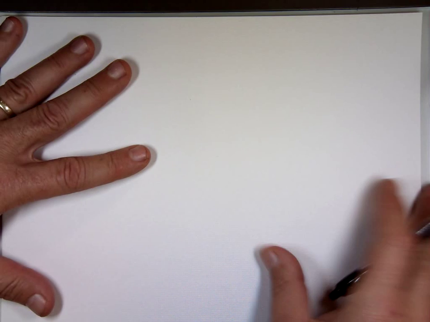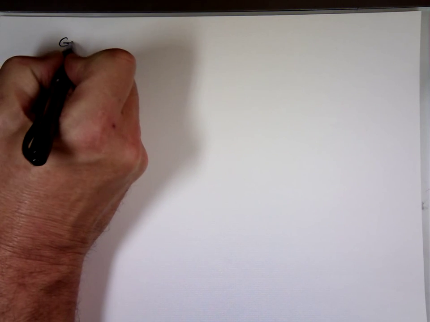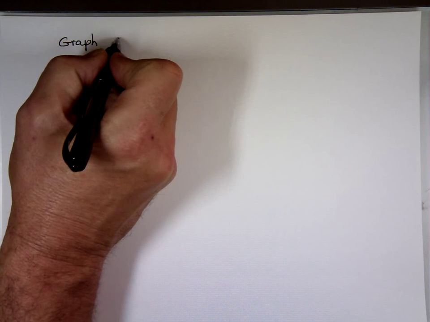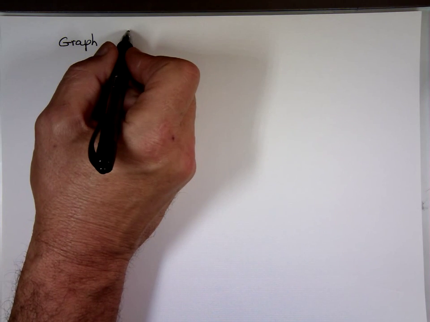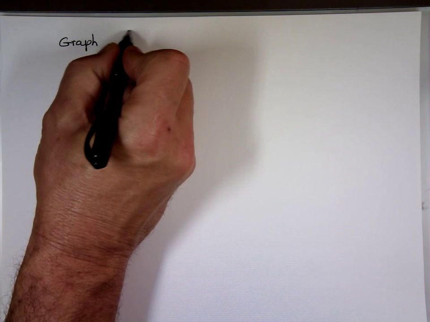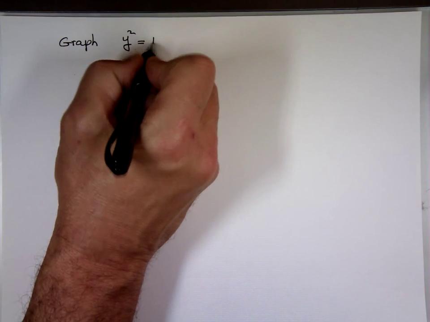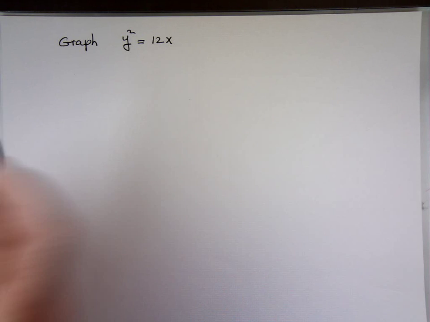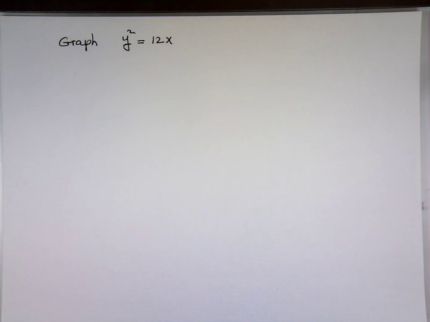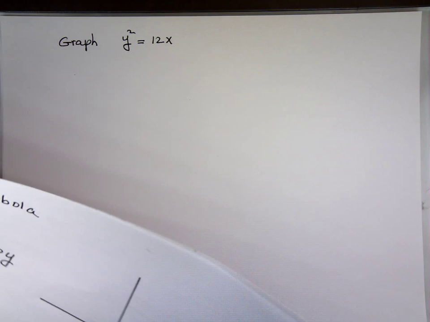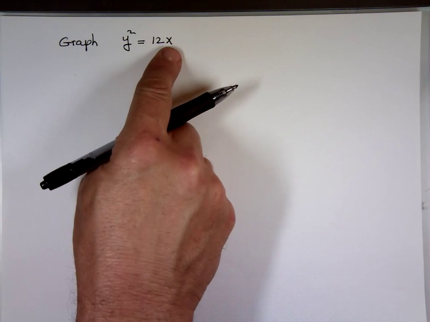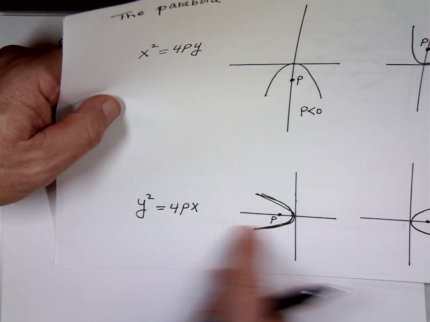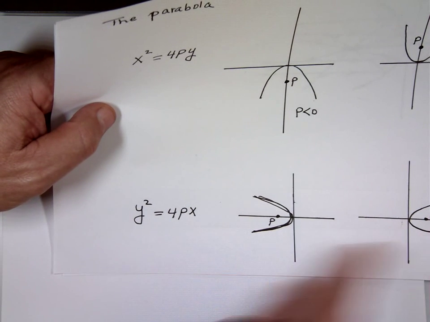So let me take an example and see how I'm going to graph it. With an example, it'll make more sense. Let's say I want to graph y squared equals 12x. Let me pull my notes. We said if you have y squared, x is not, the graph will look like this. It's either going to be this one or that one.